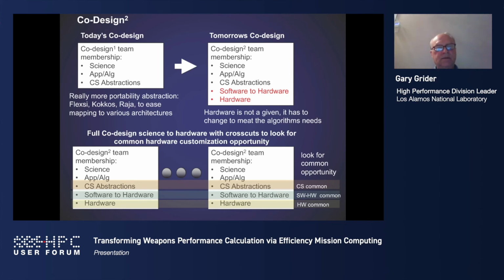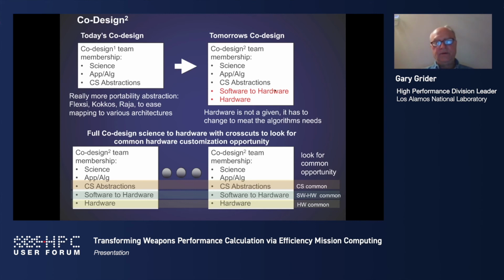How are we going to do that? So today's co-design is largely taking some science, some application and algorithmic people, and some computer science abstractions people, getting them together and building portability and portable performance layers and the like, co-designed with the application to try to make the best of the architectures that are handed to you.